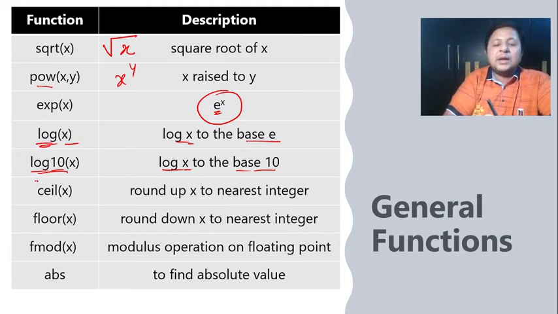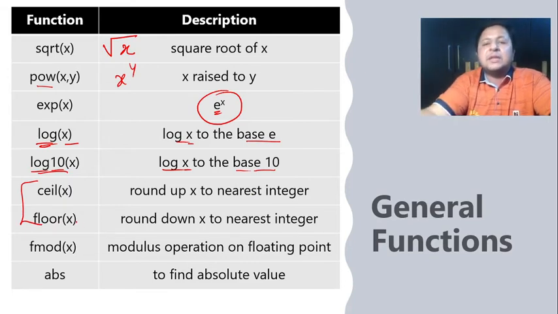As far as the rounding is concerned, we have ceil and floor functions. As the name suggests, ceil, which acts as a ceiling, is going to round up by default, whereas floor is going to round down. Rounding up x to the nearest integer is the job of ceil, and rounding down x to the nearest integer is the job of floor.